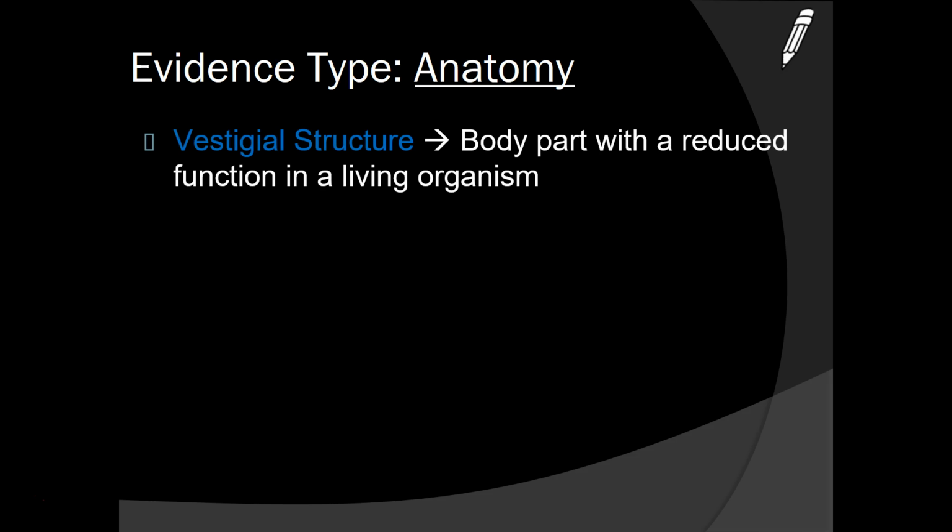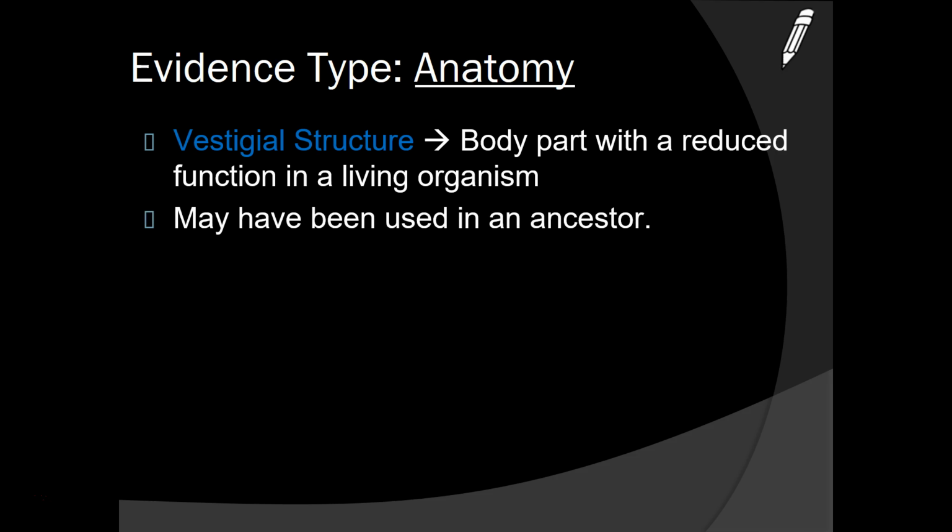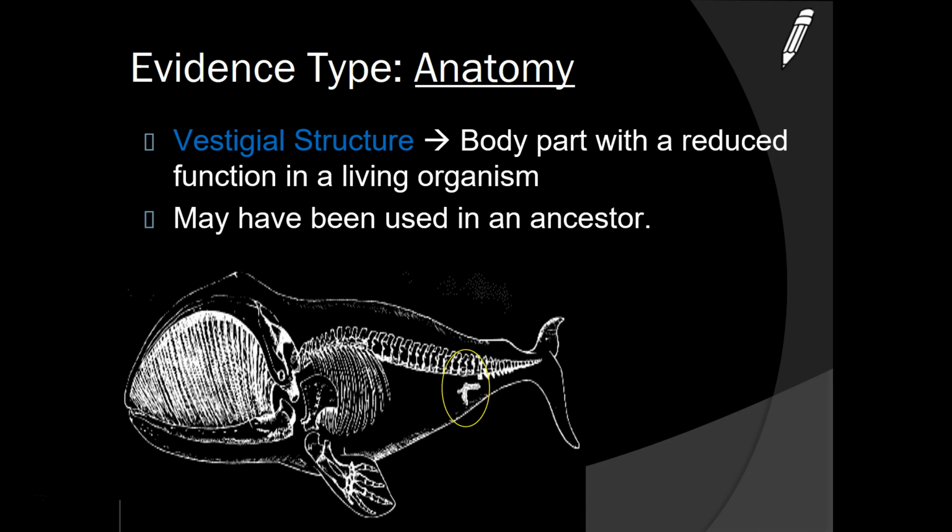And what a vestigial structure is, it's a body part that doesn't have much of a function. It doesn't have much use for that organism. And we could use that to suggest it may have been useful to an ancestor. So for example, whales will actually have pelvic bones. And if you know, whales are actually mammals. They have pelvic bones, suggesting that they may have had hind limbs before.